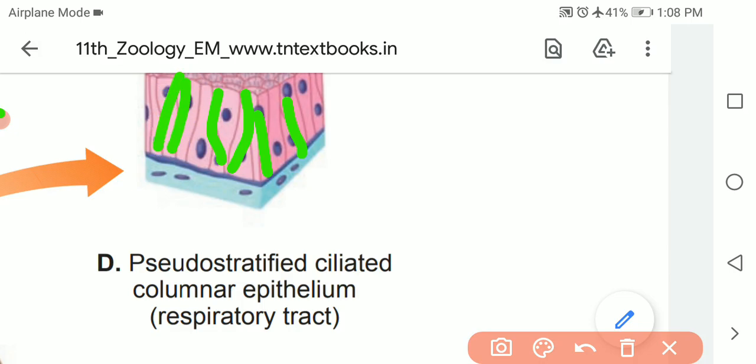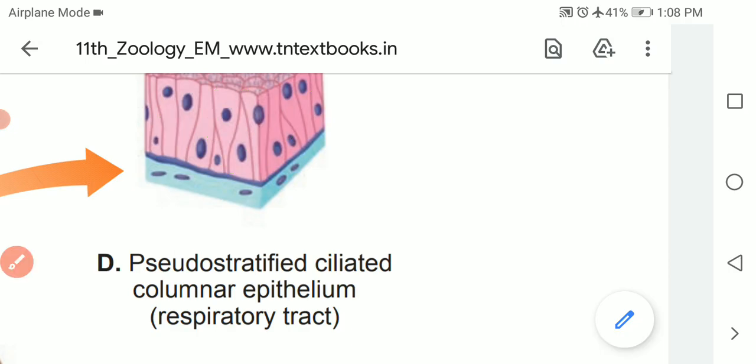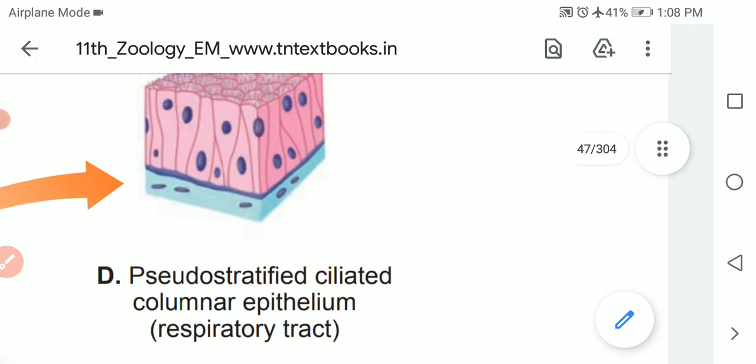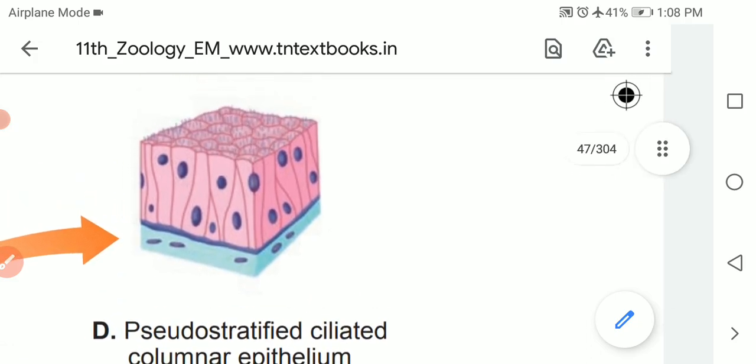And what about the non-ciliated type of columnar epithelial cells? Ciliated means hair-like structures; non-ciliated means without cilia. They line most of the digestive tract, as well as the gallbladder and the secretory ducts of glands.